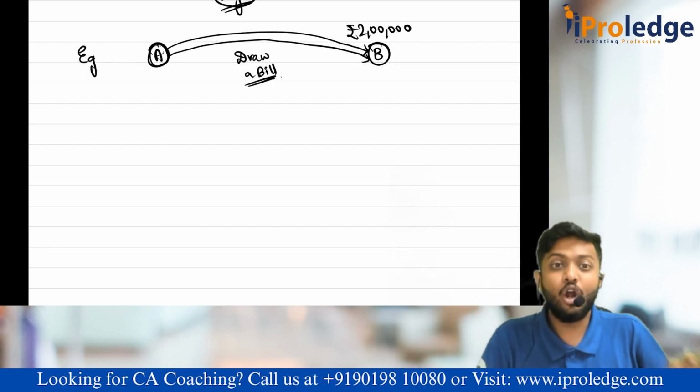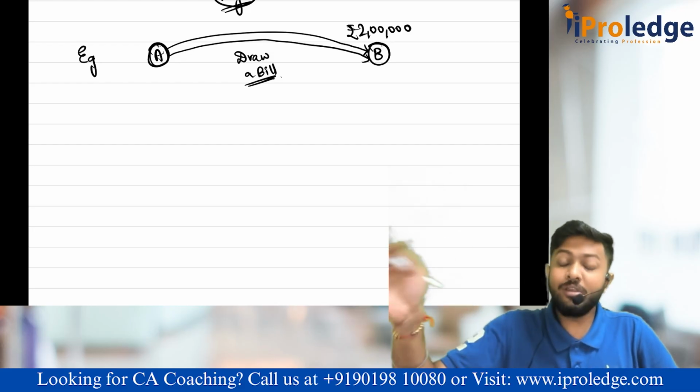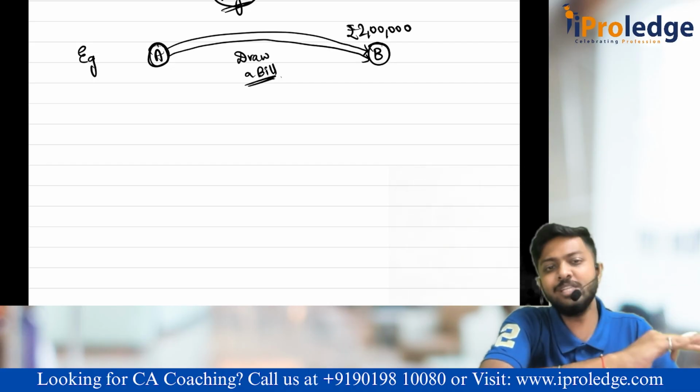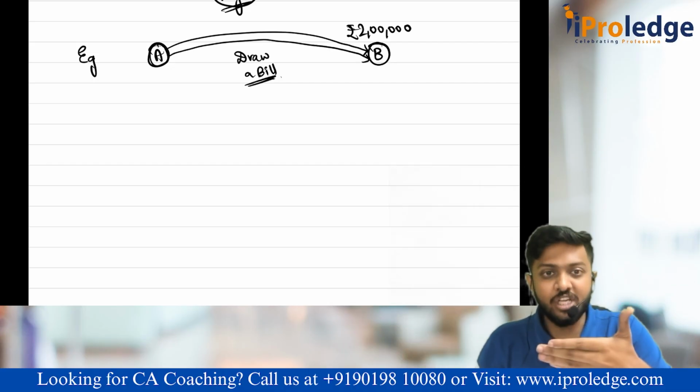And he'll accept the bill and give it back to the drawer. Here, what happened? The drawer drew a bill. Later, the drawee accepted the bill. Once the drawee accepted the bill, the bill again went back to the drawer. Now, after 3 months, the drawee will pay him money.